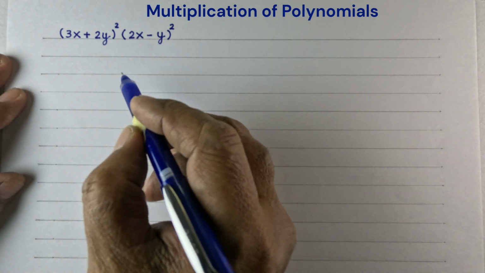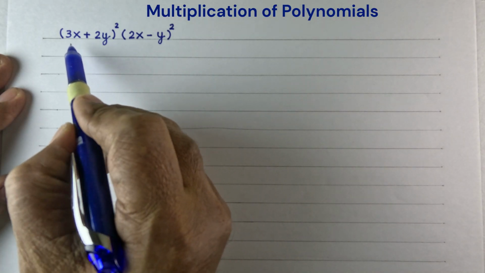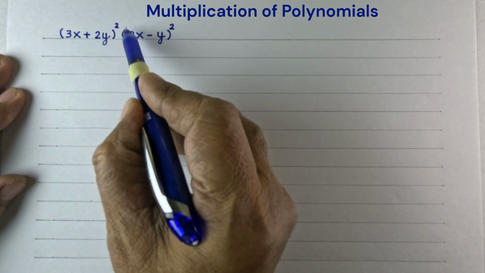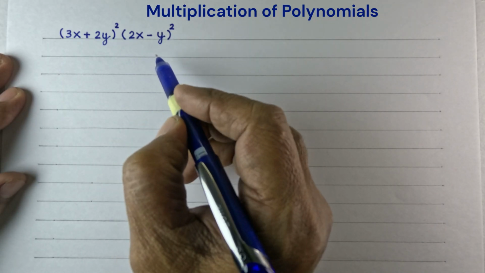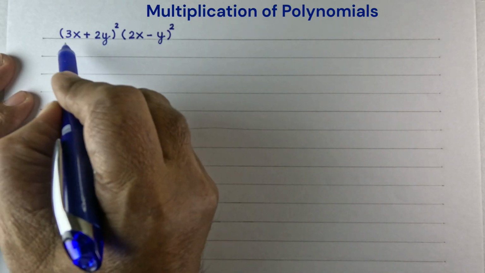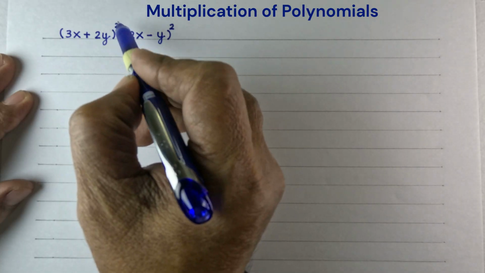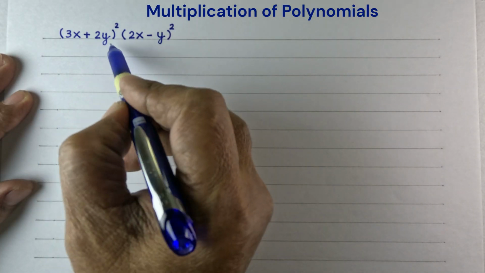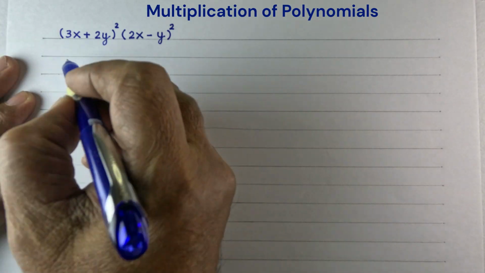Let's get the product of these two binomial squares: (3x + 2y) quantity squared times (2x − y) quantity squared. Now, since both expressions have the same exponent, we could apply the third law of exponents here.